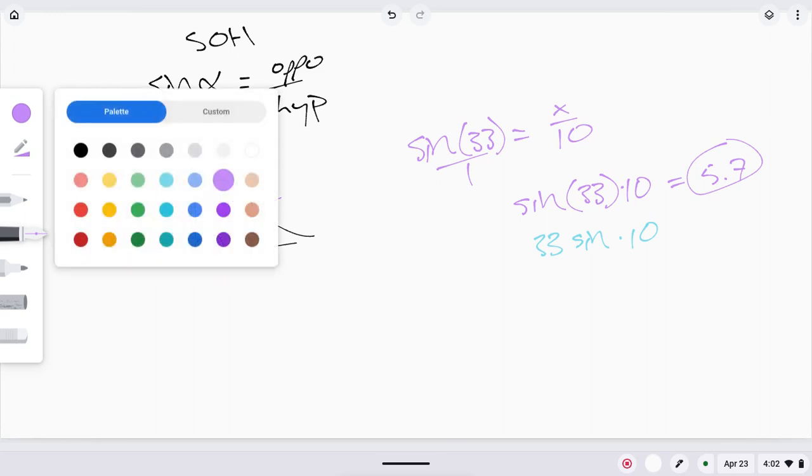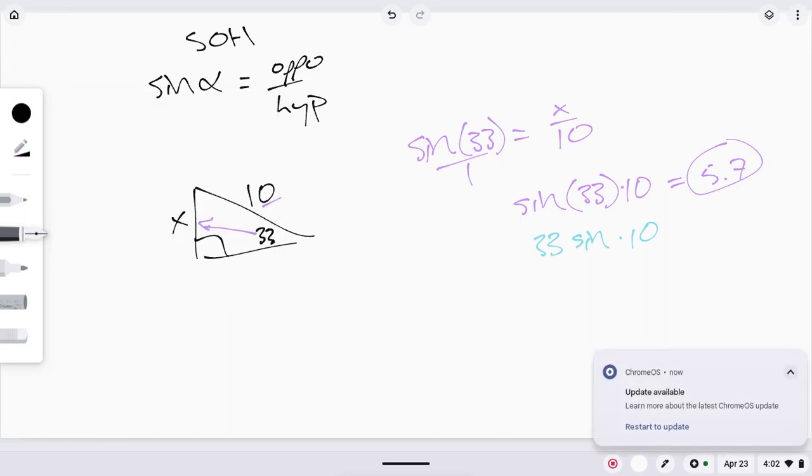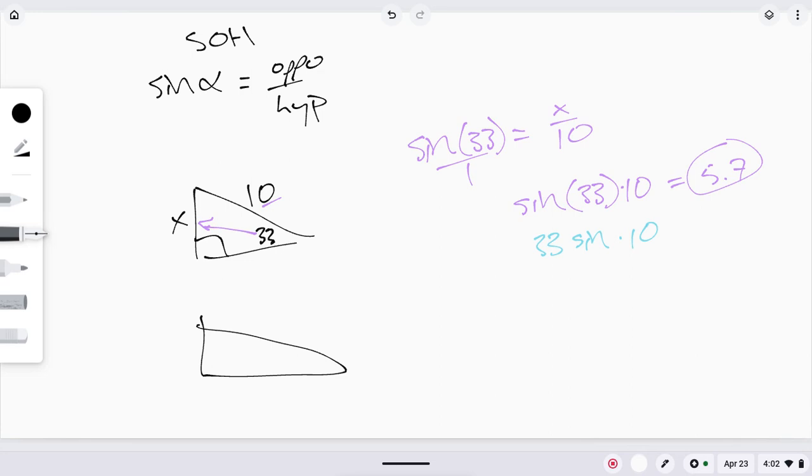Otherwise, the next example I'm going to do is the bottom right example. That one has 25 here, this is 42, and x is my hypotenuse.